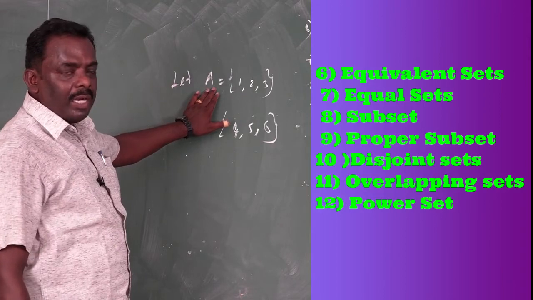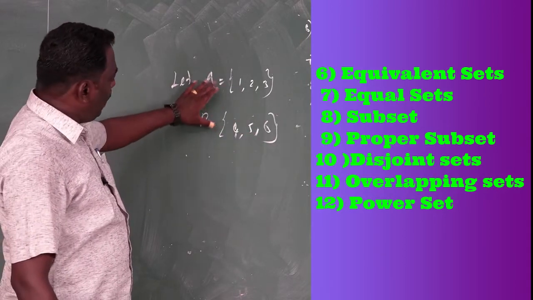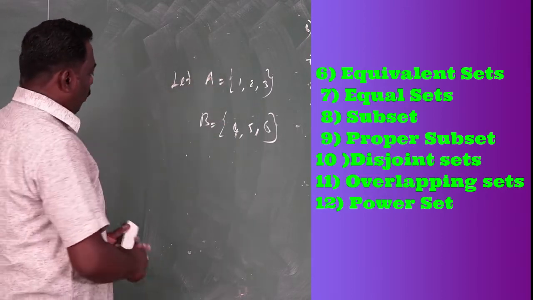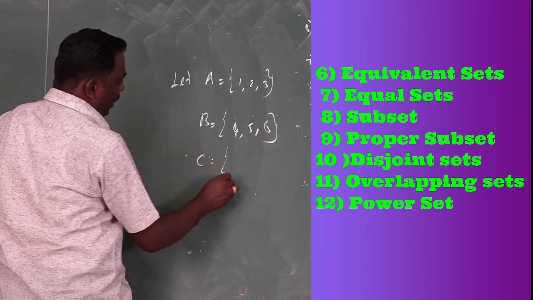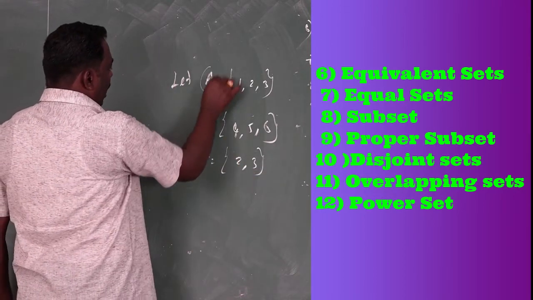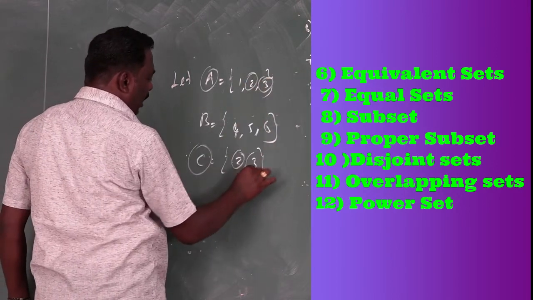Set A elements are 1, 2, 3. Set B elements are 4, 5, 6. In these two sets, no elements are common. Suppose we take set C, which has elements 2 and 3. Therefore, set A and set C have common elements, 2 and 3. 2 and 3 are common.